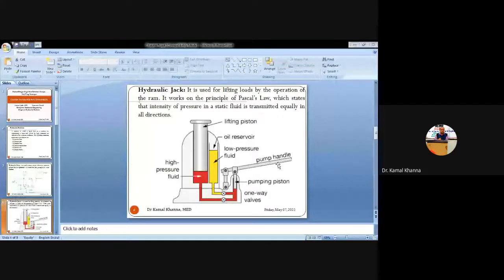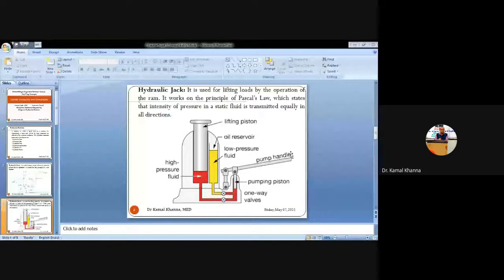You can see the cursor of the mouse. So this is the pump handle. Can you see the cursor of the mouse? Yes, sir. So this is the pump handle or pump lever.